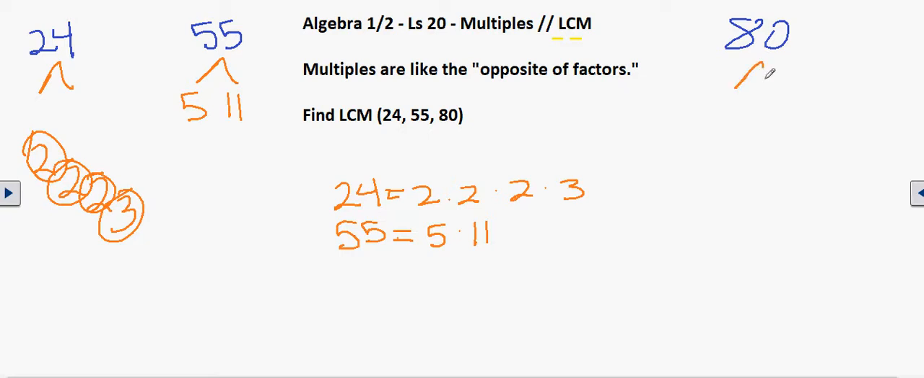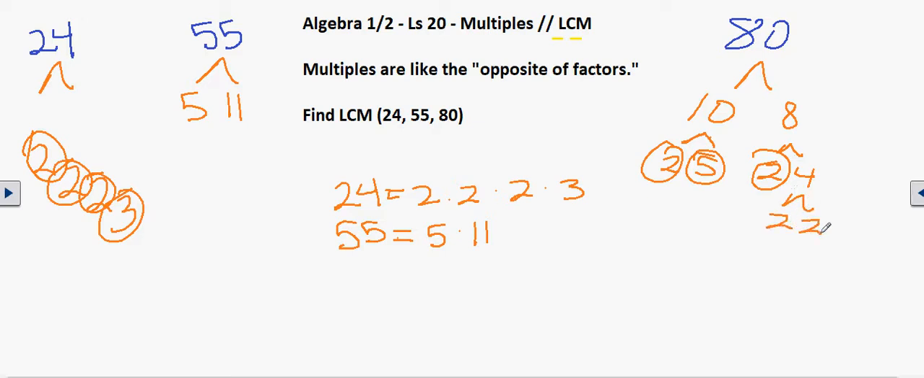Finally, 80 is one we could do together. Which two do you want to pick? Why don't we just pick 10 and 8, 2 and 5, 2 and 4. And am I done? Nope, not quite. 2 and 2 to get 4. So I got a lot of 2's on this one. Make sure you list all of them.